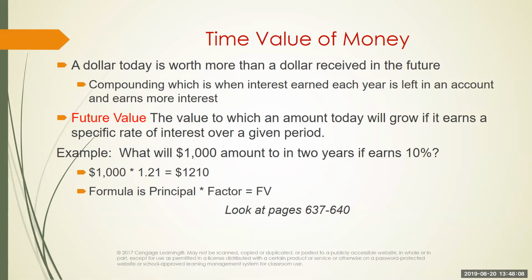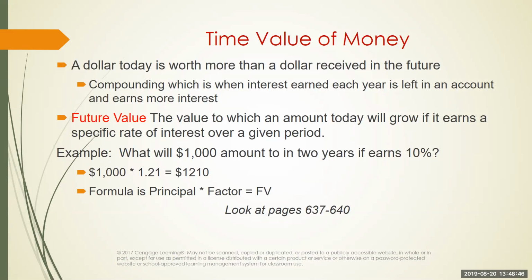The difference is attributable to something called compounding, which means if I have that $5,000 today and I invest it, it's going to compound interest. So I'm going to earn a yield on it. And then at the end of 2 years, I'm going to have something more than $5,000 because I've earned interest on it. And that amount out in the future is called the future value. The definition is the value to which an amount today will grow if it earns a specific rate of interest over a given period. So you need to know really 3 things.